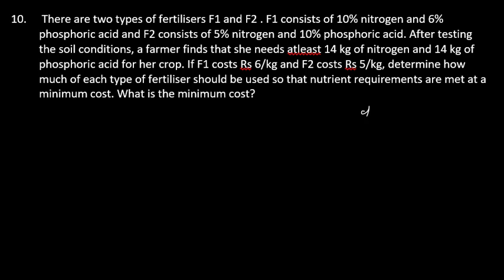So here again the problem is of minimization. It is exactly the same as problem number 9, so in that same way you are going to solve. If I formulate it in short, F1, F2 are 2 types of fertilizer. Let F1 we take x unit, F2 we take y unit. Now they have nitrogen and phosphoric acid.